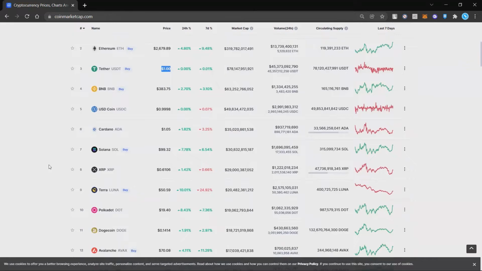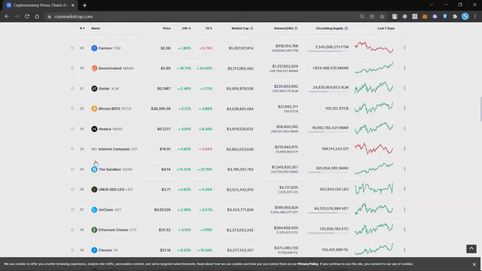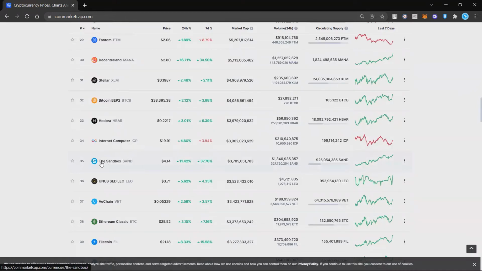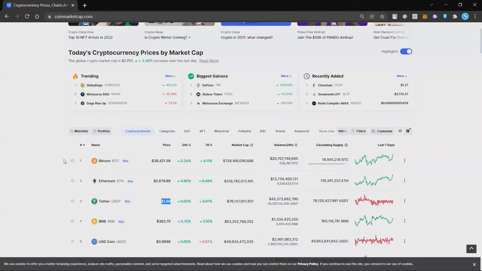And you have other coins which are used in the metaverse world. So for example, Sandbox, this is a very big one. They have partners like Snoop Dogg, and they basically operate in the metaverse space in the crypto world. So as always, like I mentioned, you want to check the utility of the coin.